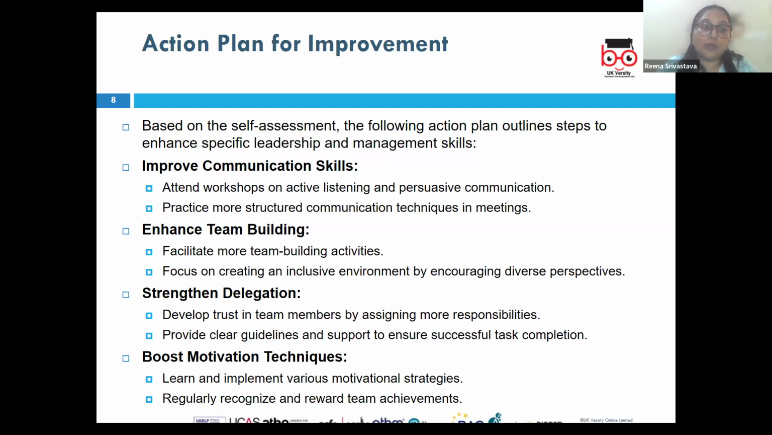Again, how you are going to boost your motivation technique is by learning and implementing different motivational strategies, which we have done in LO4. So you should know about these different motivational strategies, and you should know who is motivated by intrinsic factors and who is motivated by extrinsic factors. So you should be able to recognize and reward team achievements regularly.